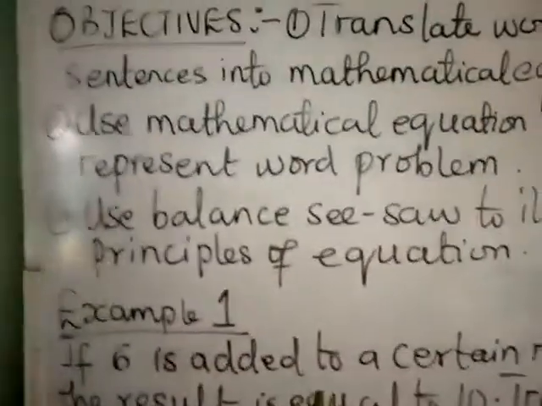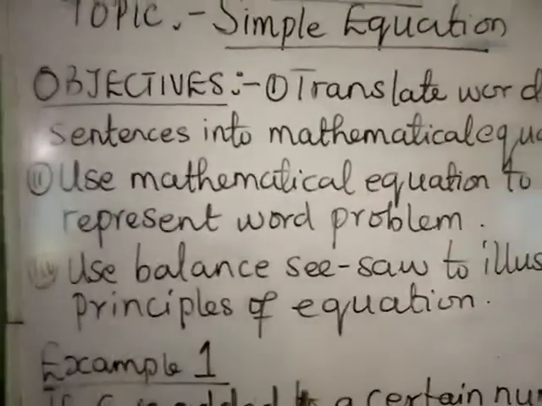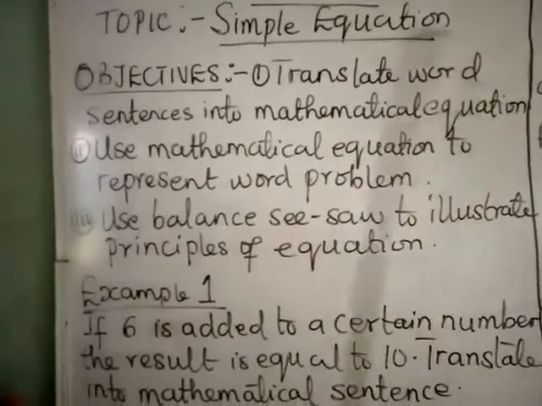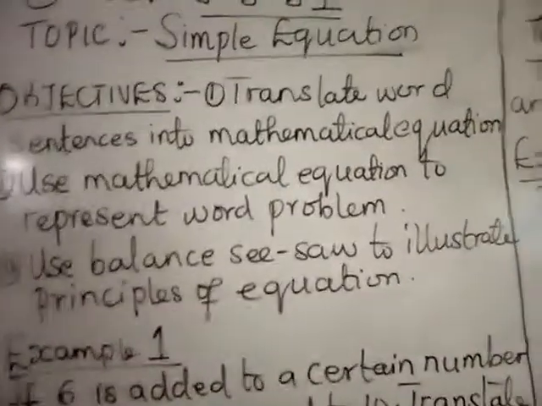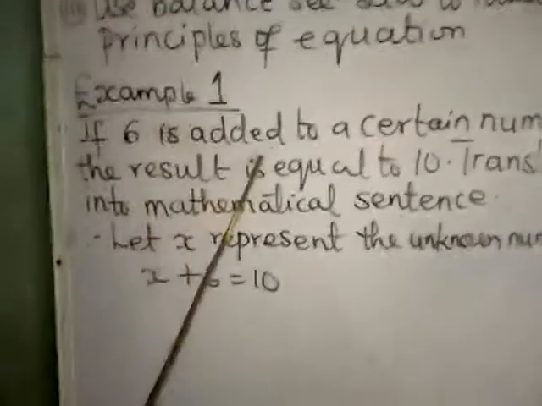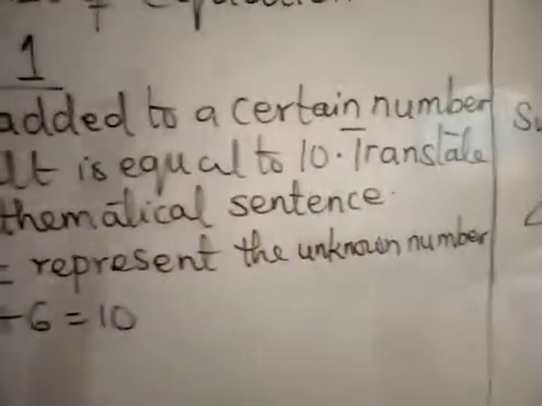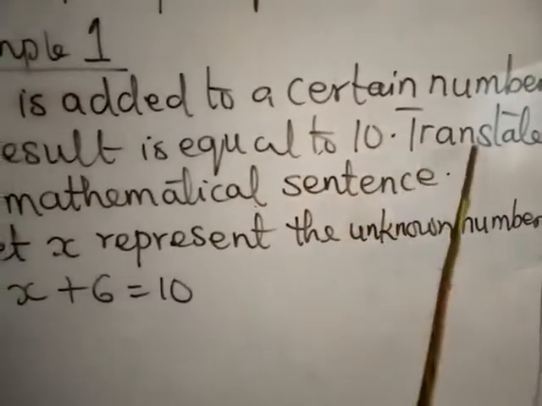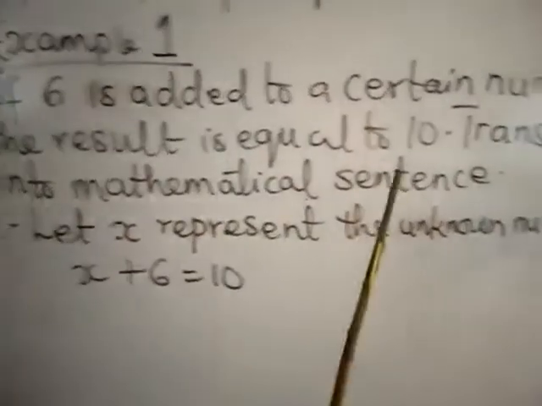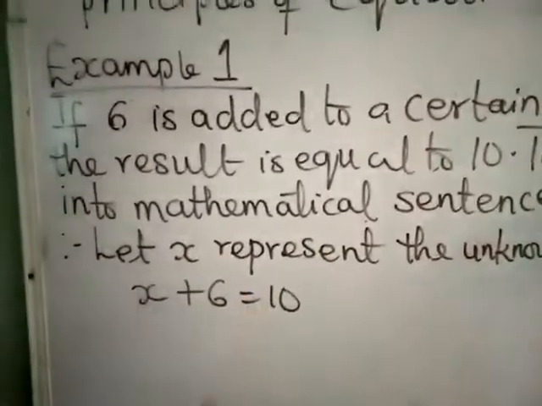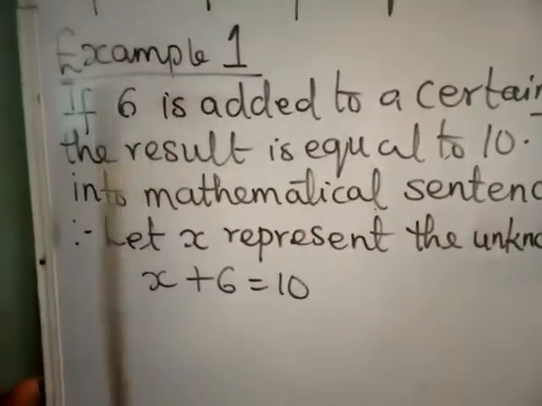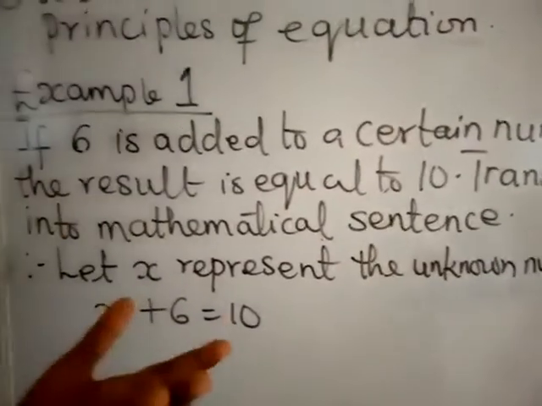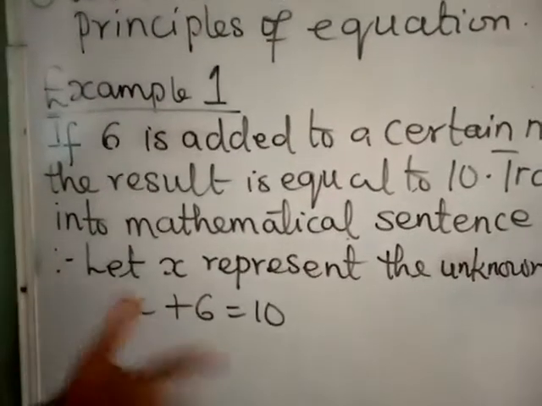Now, our first example for today, we'll be talking about how to translate word sentence into mathematical equation, which is: if 6 is added to a certain number, the result is equal to 10. We are told to translate into mathematical sentence. And how do we translate into mathematical sentence? We are told that 6 is added to a certain number. A certain number can be any number, which we don't know.